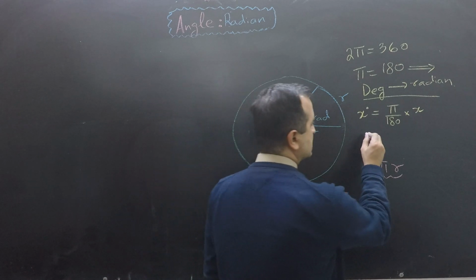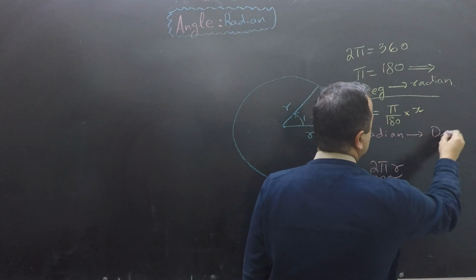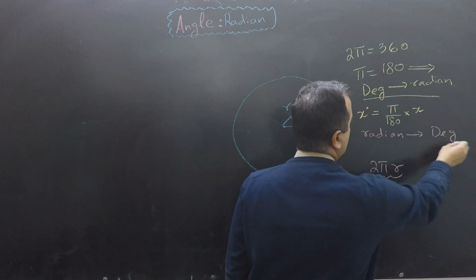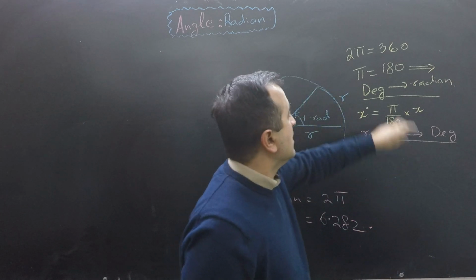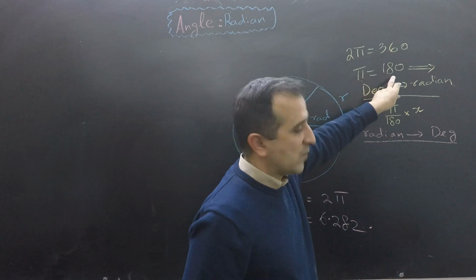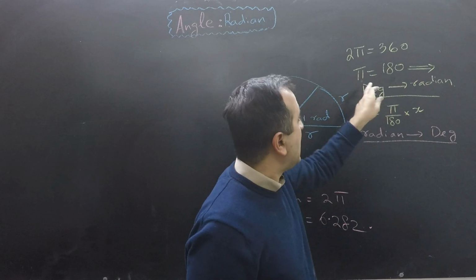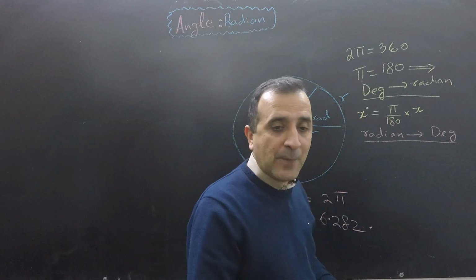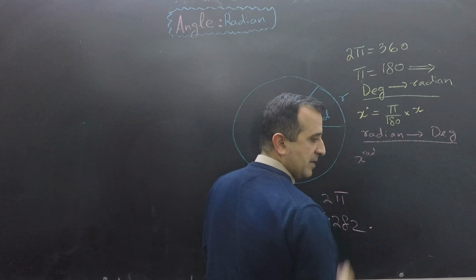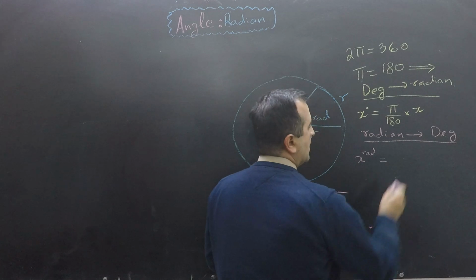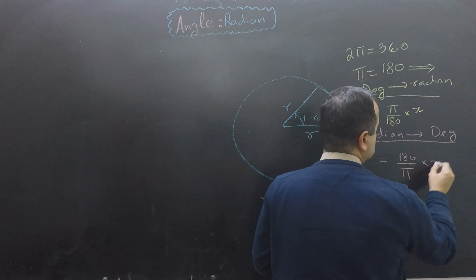Similarly, we can convert radians to degrees. Once again, we use this formula. According to this formula, if pi radians is equal to 180 degrees, then 1 radian is equal to 180 divided by pi. That means x radians is equal to 180 divided by pi times x. So let's say I have x radians. Then x radians will be equal to 180 divided by pi times x.